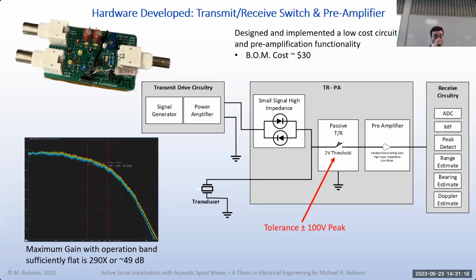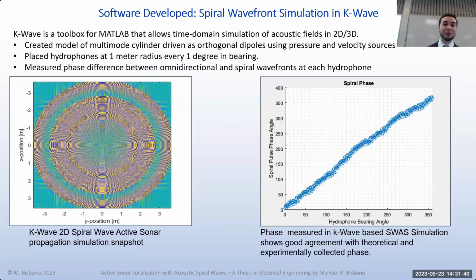And the preamplifier is rated to like 0.9 nanovolt per root hertz. So really noise-free circuit. You can bring that into the receiver and, for around $30, you get a great TR switch. One thing to mention there: the tolerance on the passive switch is 100 volts peak, plus or minus. We'll get back into that later and why that was a problem for me.